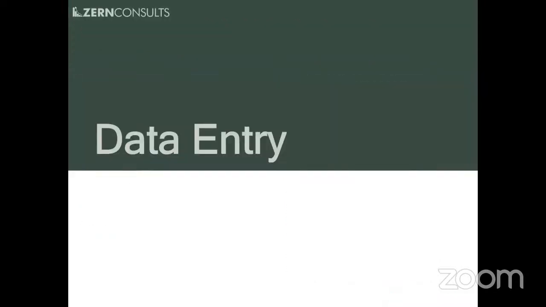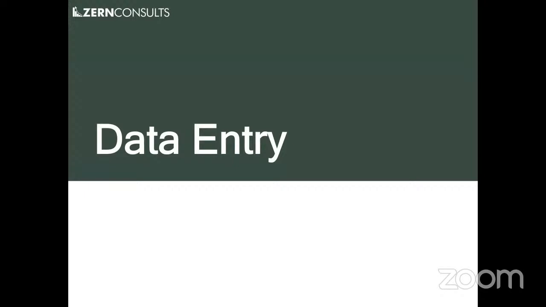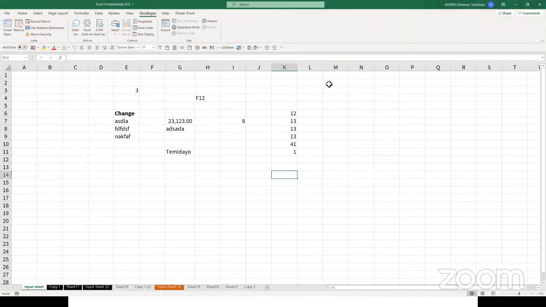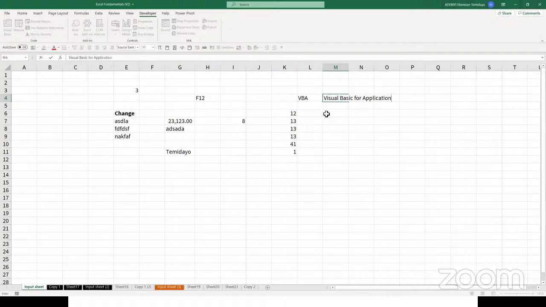We're moving on. Finally, data entry. How to enter data into Excel. You said it is VBA, not BBA. It is Visual. Let me type it. VBA, Visual Basic for Applications. That's what it is, VBA. So it's a programming language for Excel.